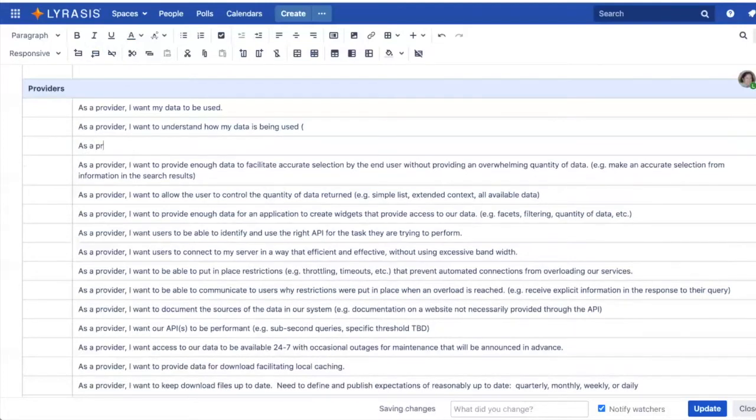Can I just ask a question? Not everyone is going to want to know how their data is being used. From the National Library of Medicine's perspective, if you want to access our data, that's great. We don't care how you do it or how you take it, because it's free.